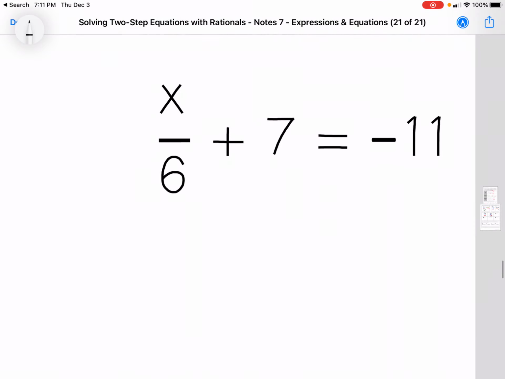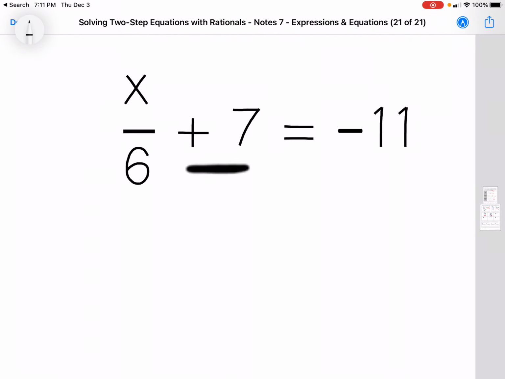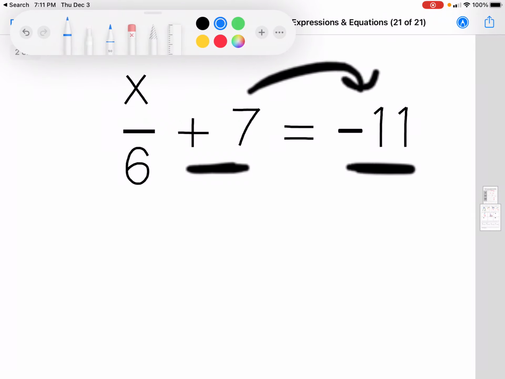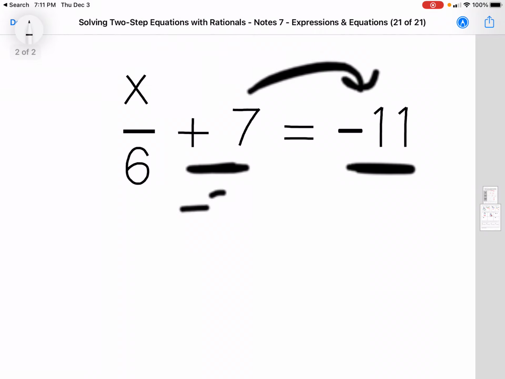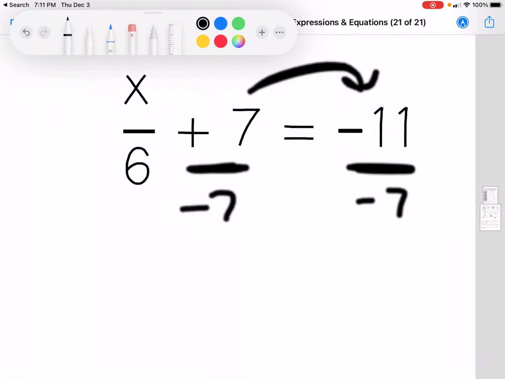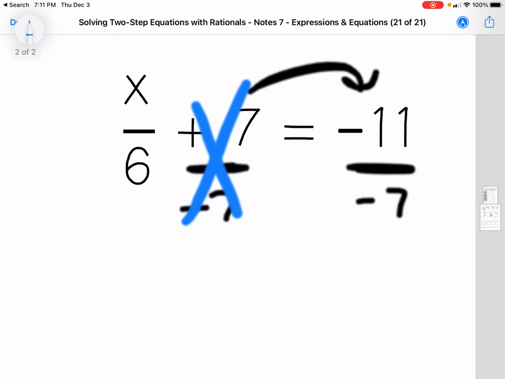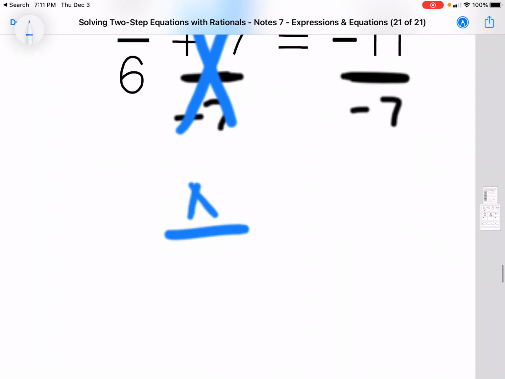All right. Again, same exact thing. Like terms. Take the 7 to the other side. How do I get it to the other side? That's absolutely correct. Subtract 7 from both sides. Those are going to go away, and I'm going to be left with x over 6 is going to equal negative 18.